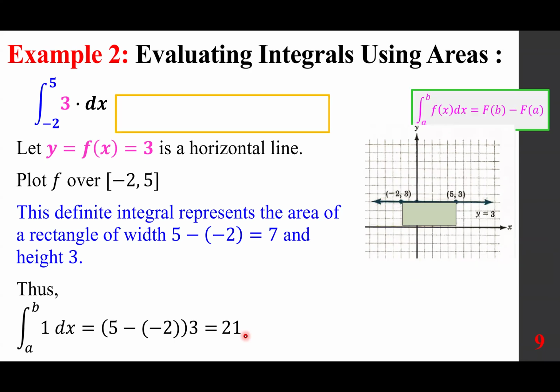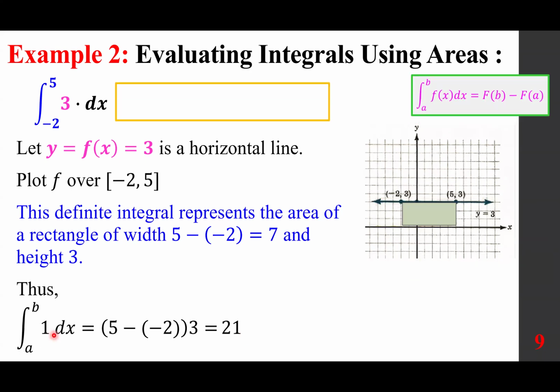What if we want to use the fundamental theorem of calculus, which says the integral of a to b f of x dx is capital F of b minus F of a? So the antiderivative of 3 is 3x, with only the constant, because the constant will go away, from -2 to 5. Plug in 5, plug in -2. We get 5 times 3 is 15, and then 3 times -2 is -6. 15 minus -6 is 21, giving us the same answer. Very straightforward, everybody.